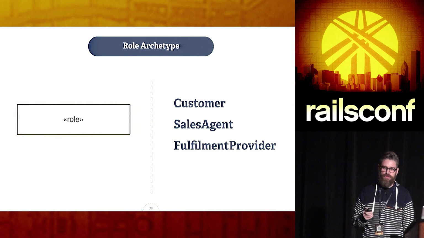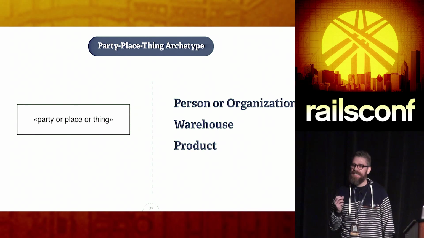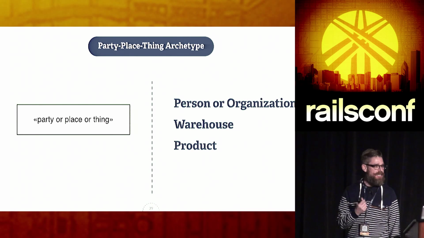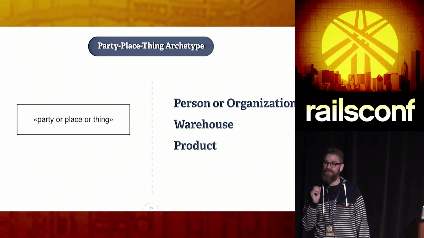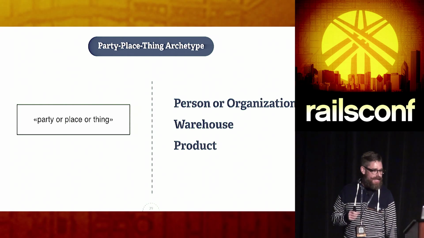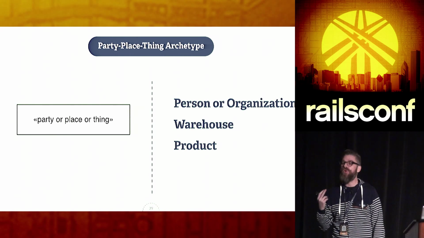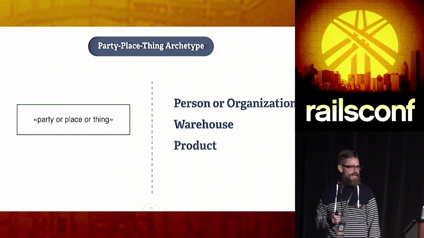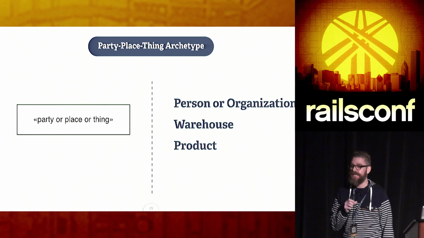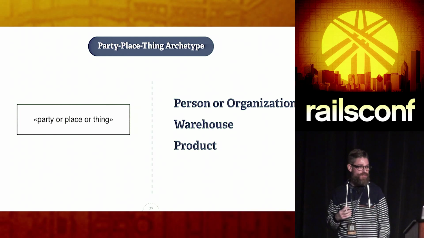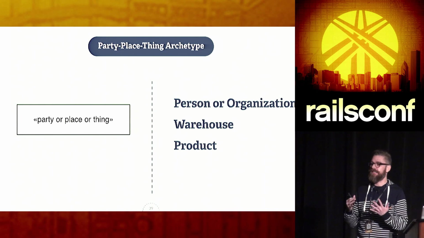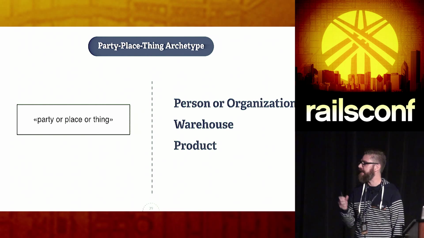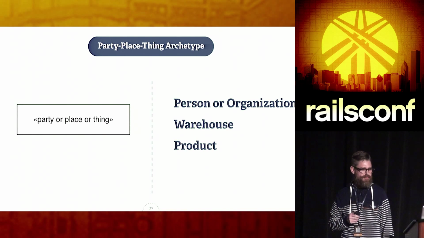So if we have roles, then we need actors. And the actors in our domain are the PPTs. Now, a party would be a person or an organization. The place would be such a thing as a warehouse if we're doing shipment. And everything else is a thing. So again, an example here is the product.